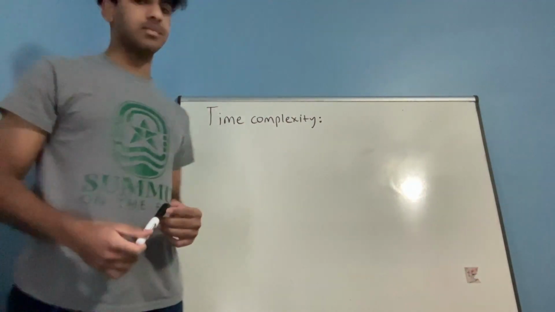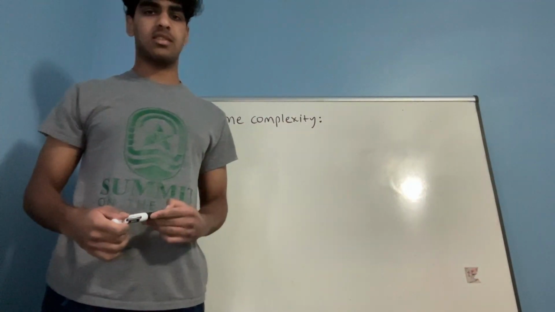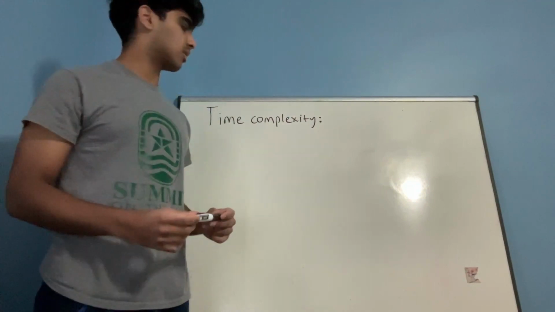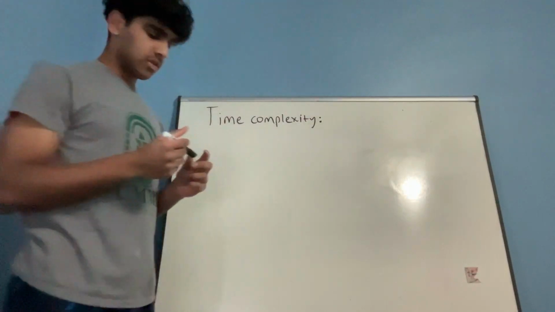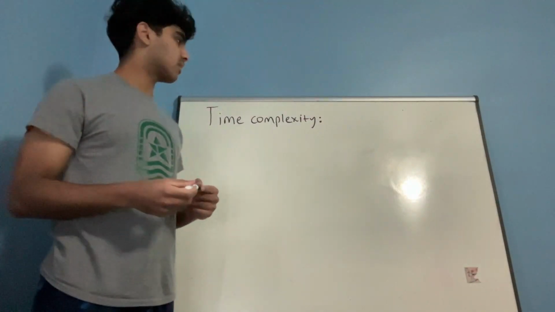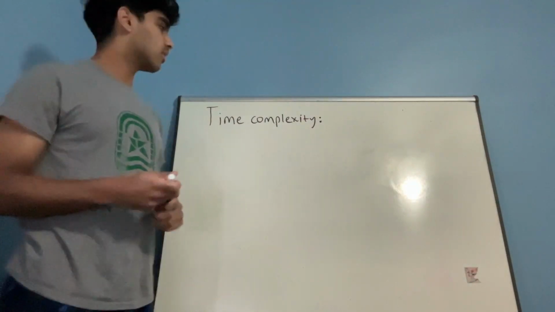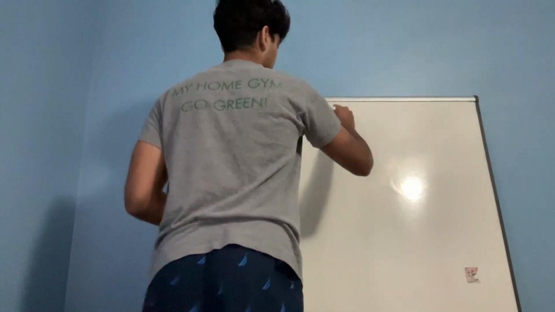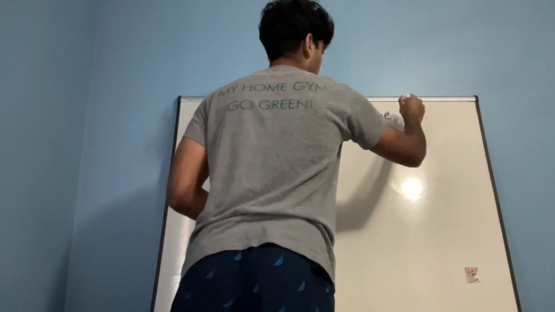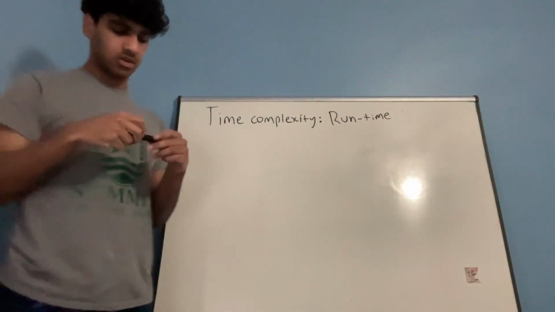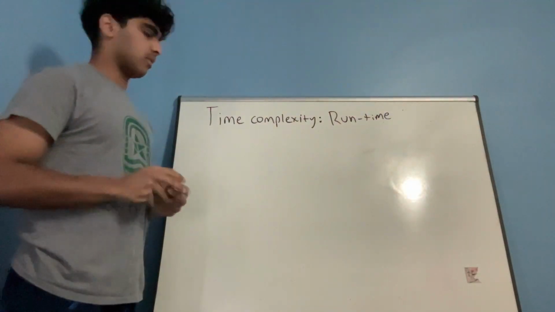Welcome to time complexity. In this video, you'll learn about time complexity and how it is used to denote the efficiency of algorithms. So what is time complexity? Time complexity is essentially the amount of time that it takes for our algorithm to run. So in short, it's the run time of our algorithms.